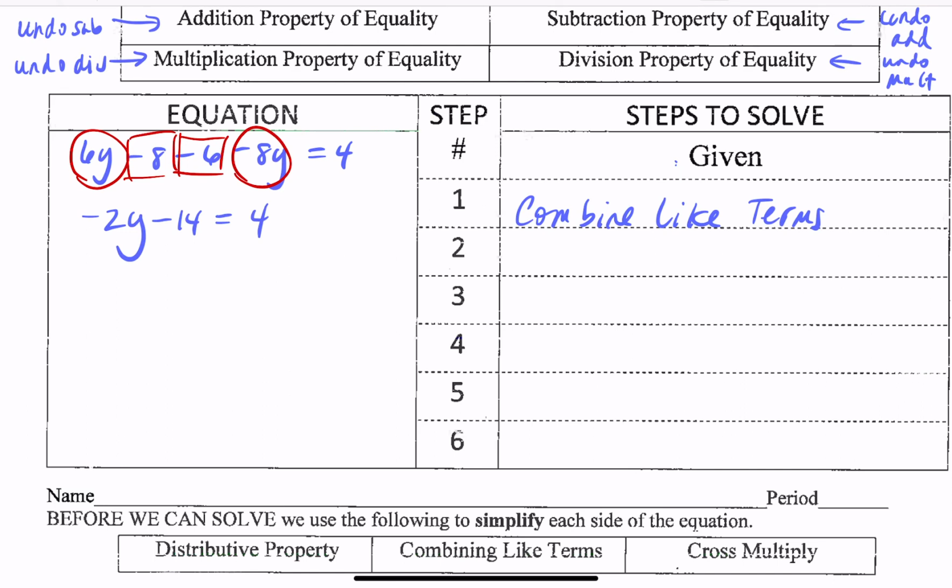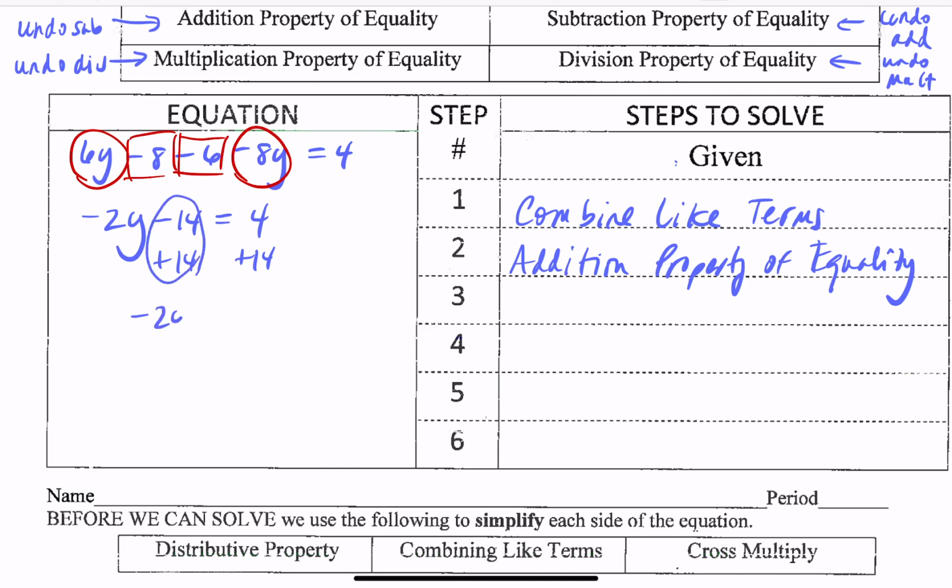The next thing you're going to do, since you simplified everything, is you want to get rid of this minus 14 right here. You're going to have to add 14 to both sides. You're undoing subtraction, and that's using the addition property of equality. So I'm going to add 14 to both sides, using the addition property of equality. Meaning I'm adding the same thing to both sides, so I'm keeping the equation balanced. I add that, I get negative 2y equals 14 plus 4 is 18.